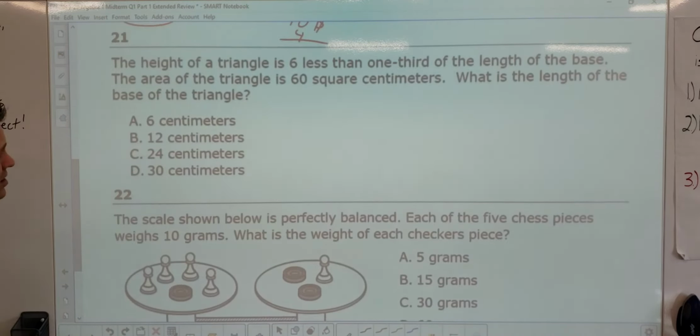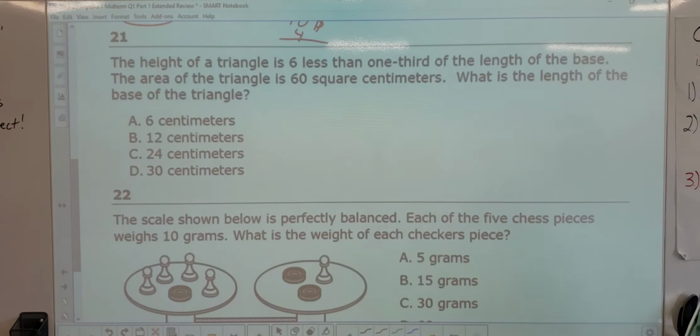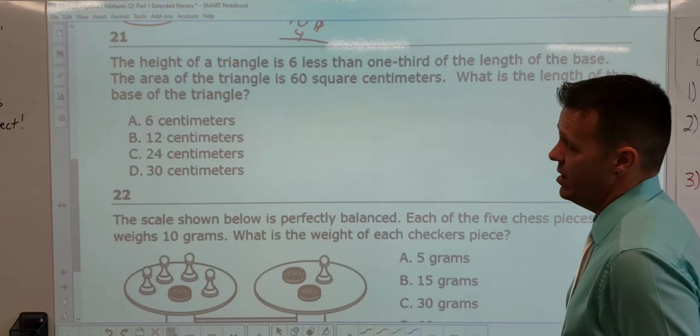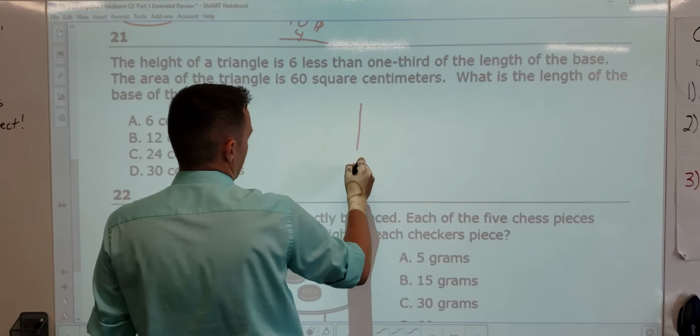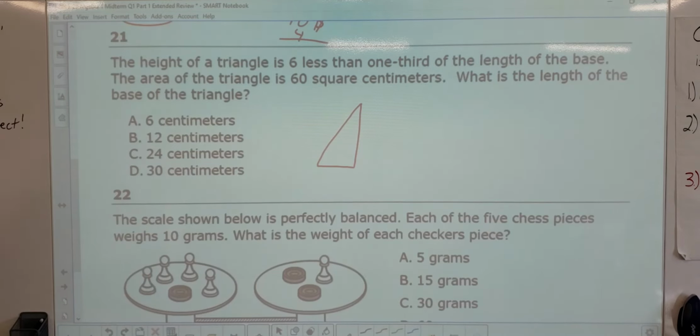All right, the height of a triangle is 6 less than 1/3 of the length of the base, and the area of the triangle is 60 square centimeters. What is the length of the base of the triangle? Oh my goodness. Okay, so we've got a triangle. All right, the height of the triangle is 6 less.